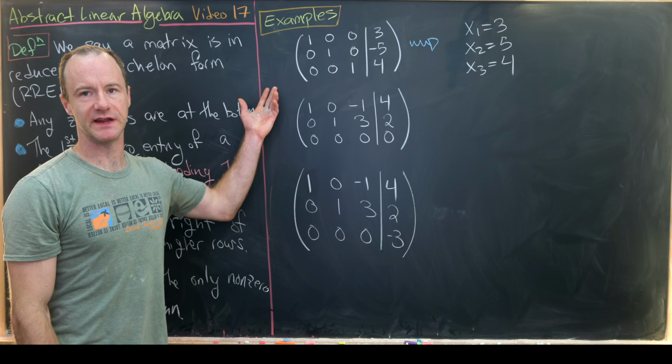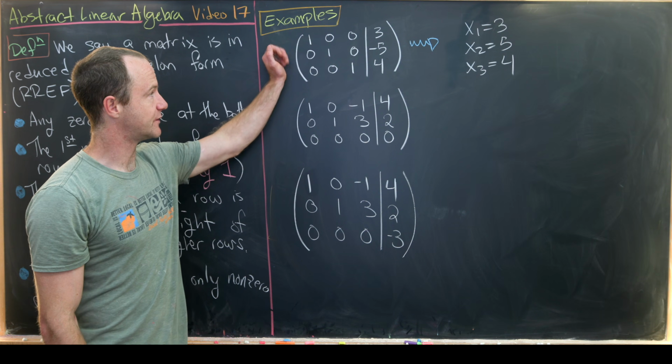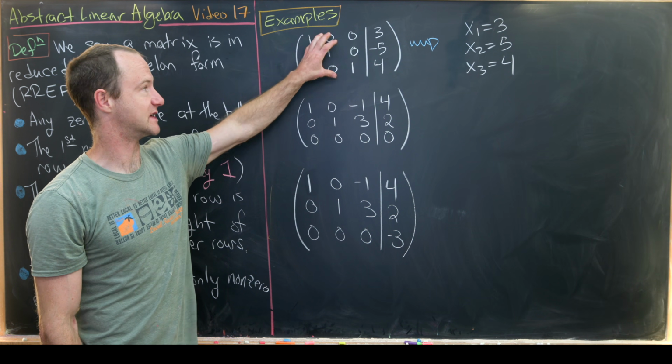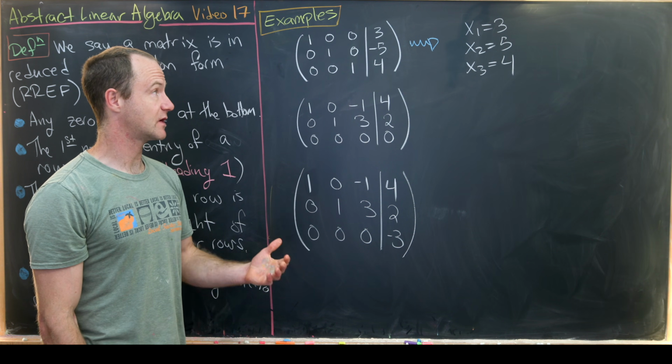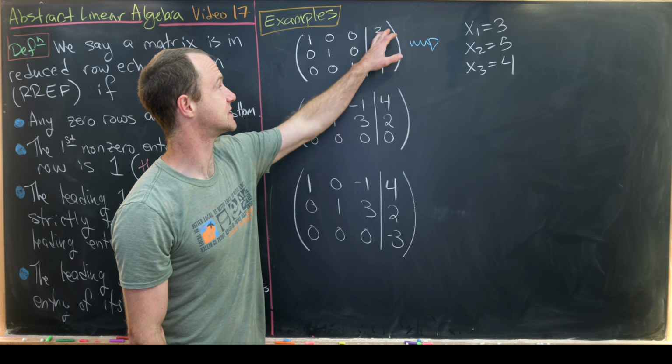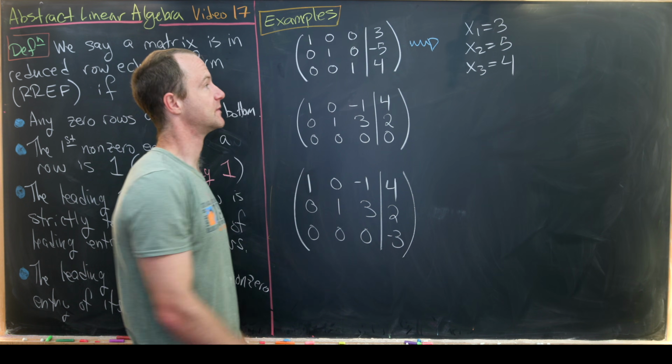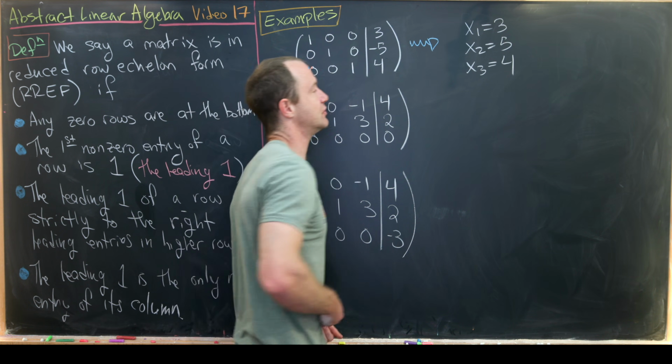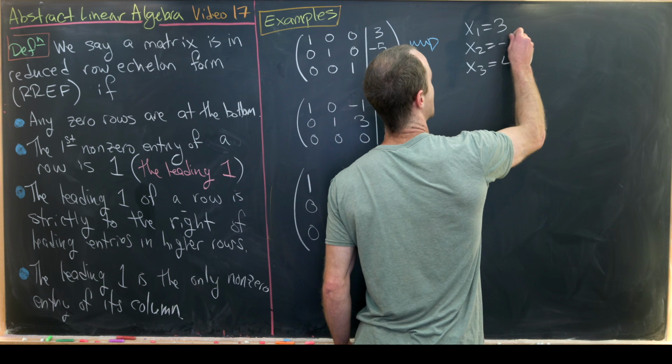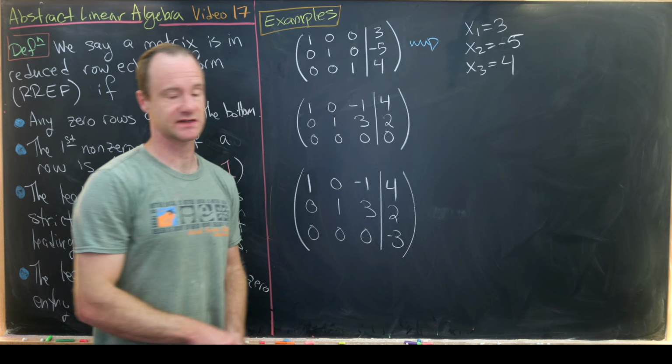I've worked one out already because it's the simplest. So if we get the matrix in reduced row echelon form and it's the identity matrix, then really we can just read off the solutions from this column over here. So x1 is 3, x2 is -5, and x3 is 4 in this case.